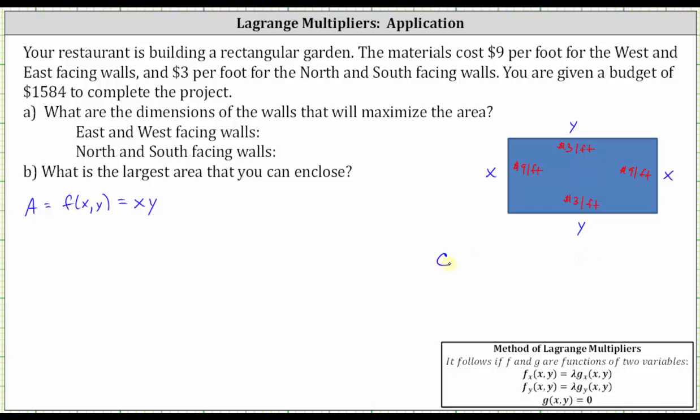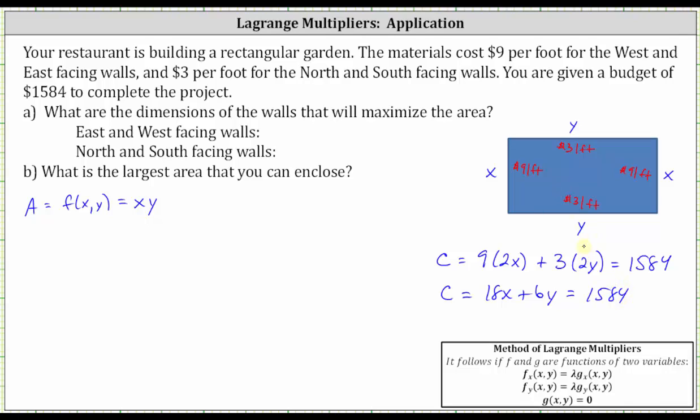The cost C is equal to $9 times the length of the west and east facing walls. The length of the west and east facing walls would be x plus x, or 2x. And therefore the cost of the west and east facing walls would be $9 times 2x. And then we have plus the cost of the north and south facing walls is $3 per foot. The length of the north and south facing walls would be y plus y, or 2y, giving us 3 times 2y. And we have a total of $1,584 to spend, which should be the total cost. This gives us C is equal to 18x plus 6y equals 1,584.